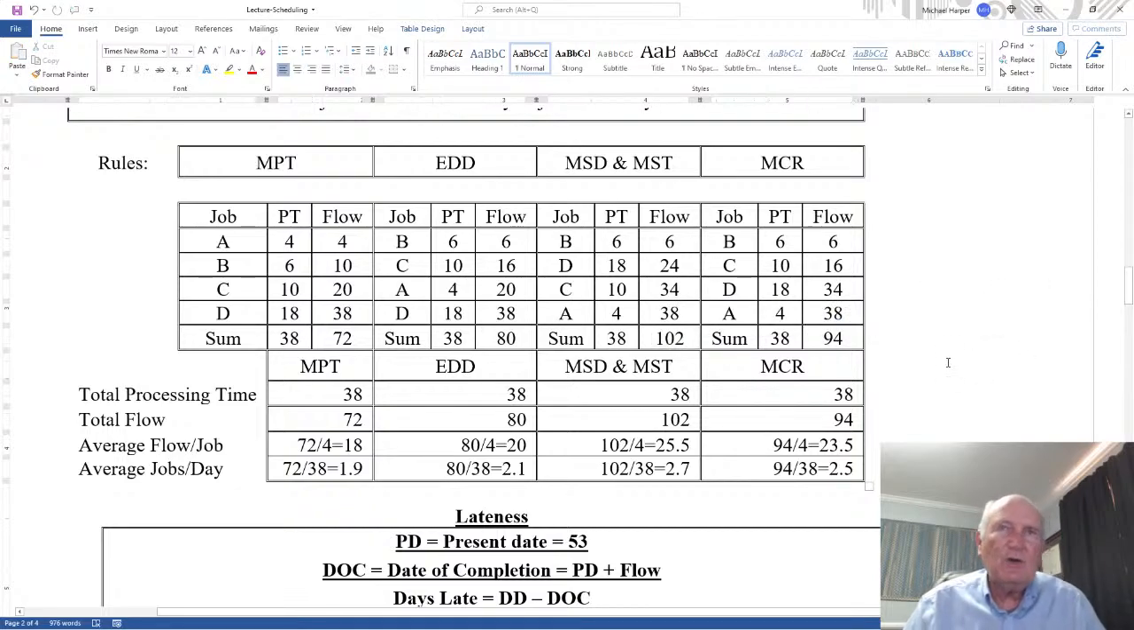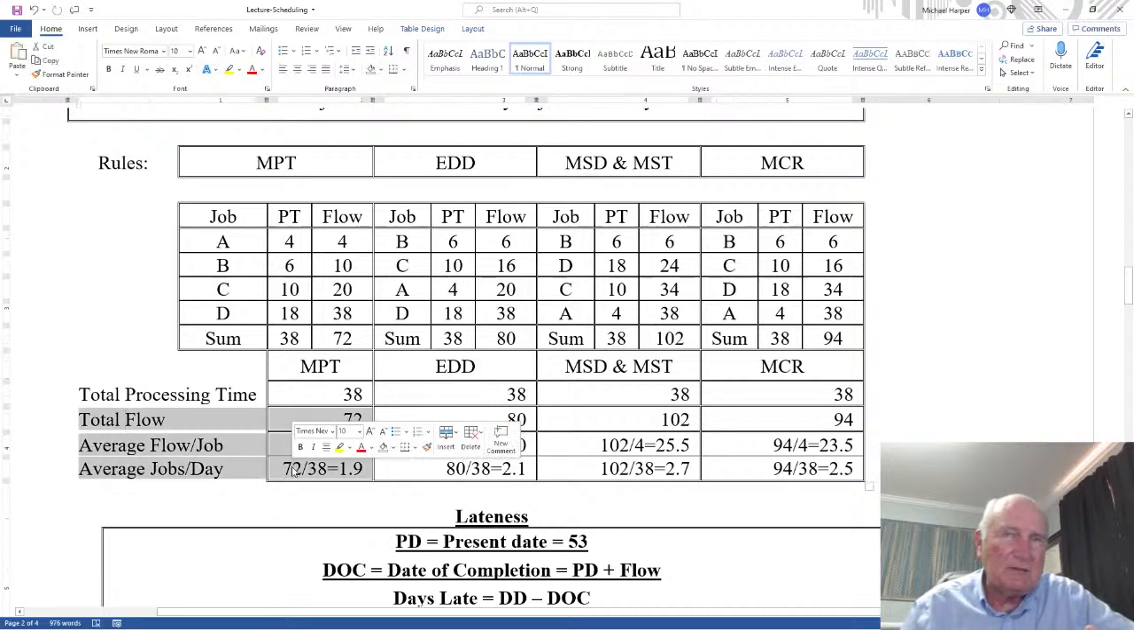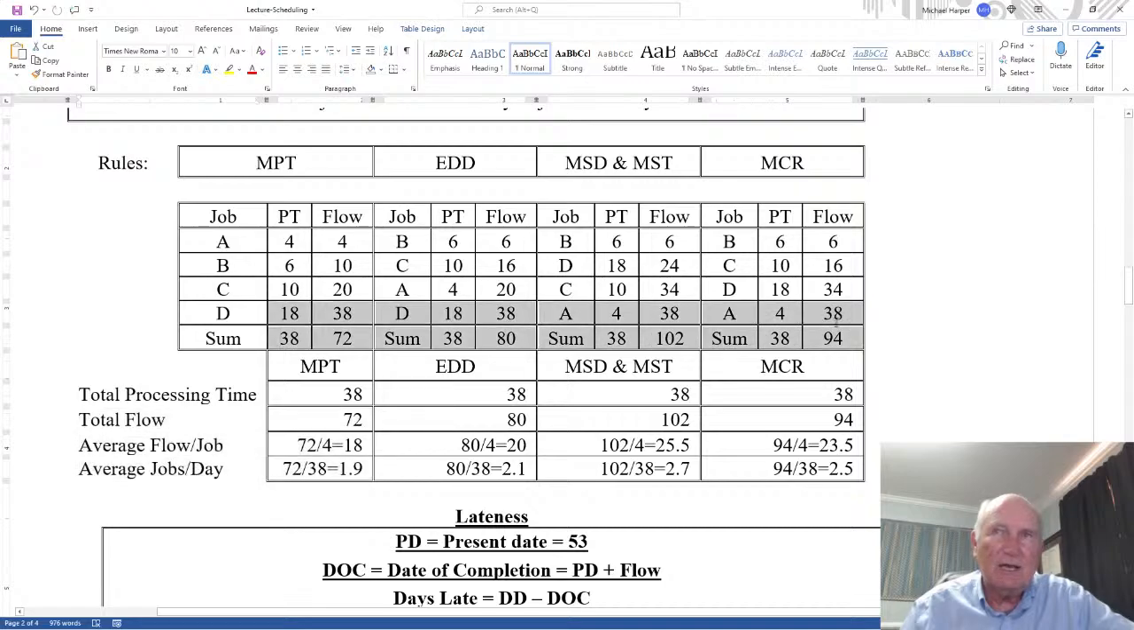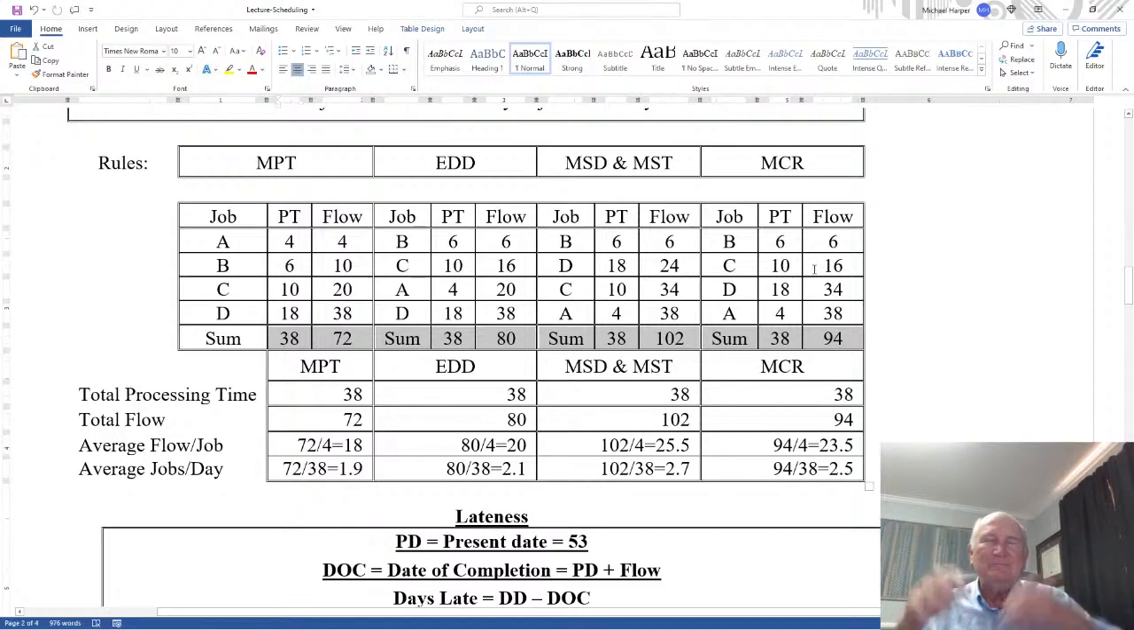Okay? So, to minimize total flow, to minimize average flow per job, to minimize average jobs per day, use the MPT rule. To minimize the total processing time, it doesn't matter which one you use, they're all minimum. They're all going to be the same.